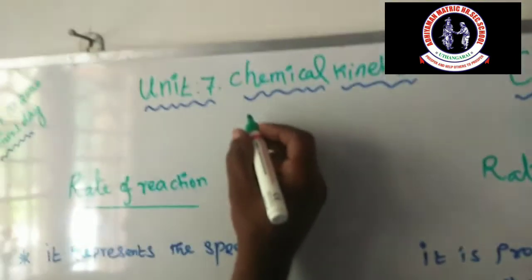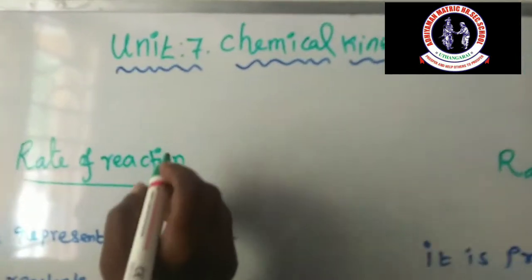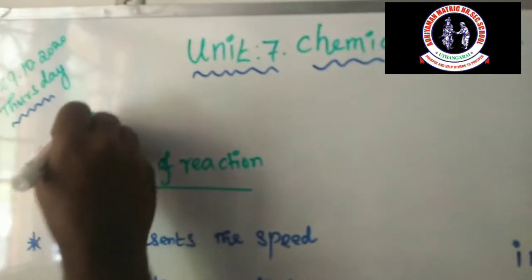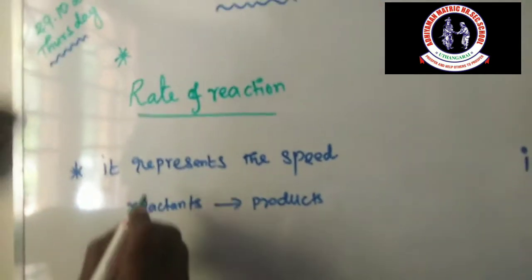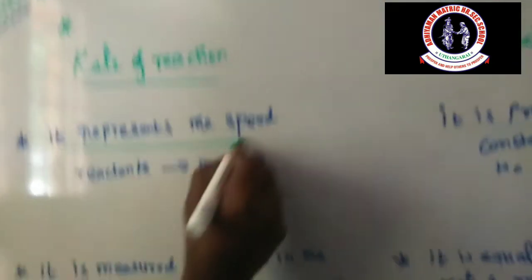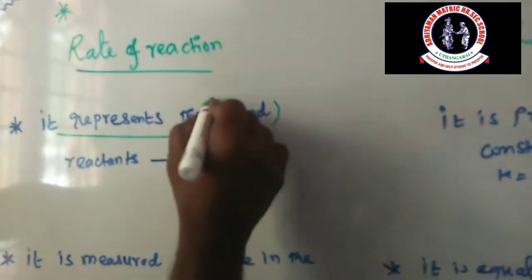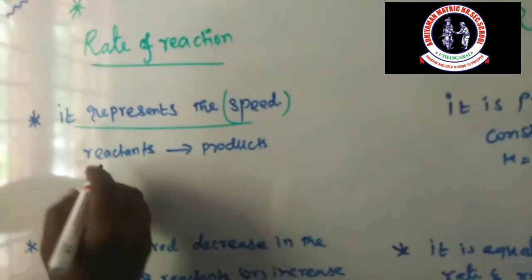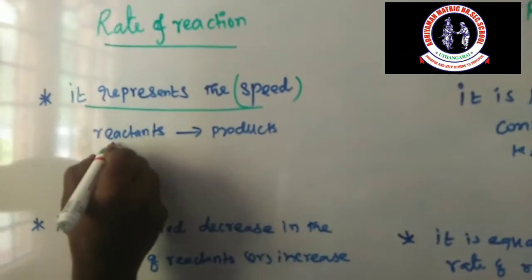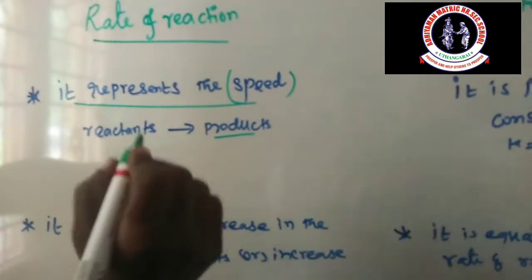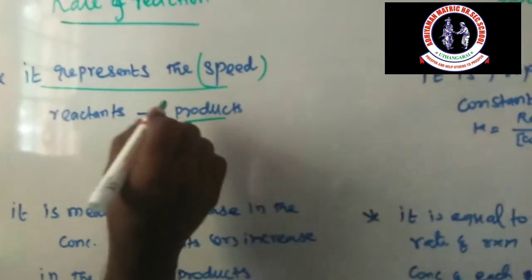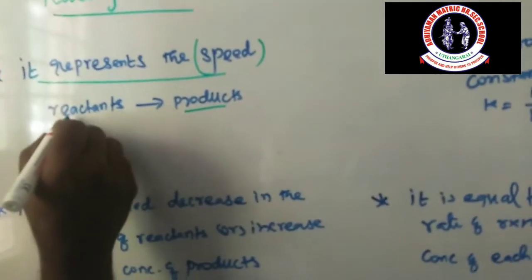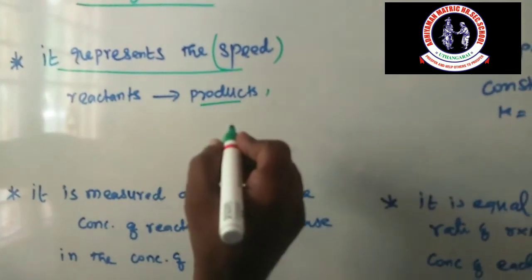Today we are going to discuss chemical kinetics. The subtopic is the difference between rate of reaction and rate constant. First of all, what is meant by rate? Rate represents the speed of the chemical reaction, as reactants are converted into products.